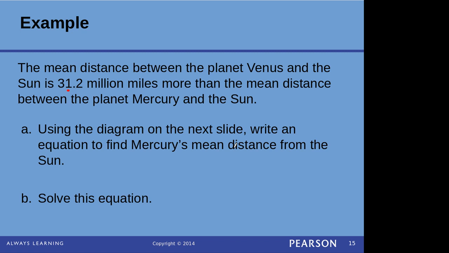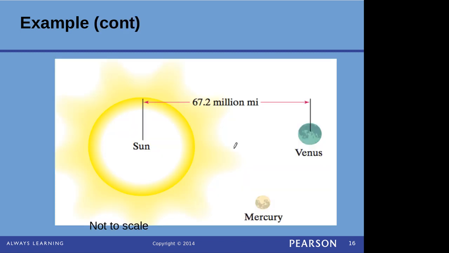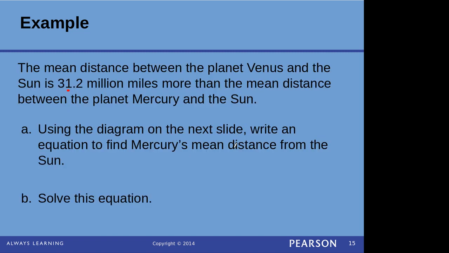So between these two pieces of information, we know two things. We know how far Venus is from the Sun, right, 67.2 million, and we know how much further Venus is than Mercury, but we don't know Mercury's. And so what we'll do here, I'll come back to the blackboard, and I'll say, hey, M is the distance from the Sun to Mercury.